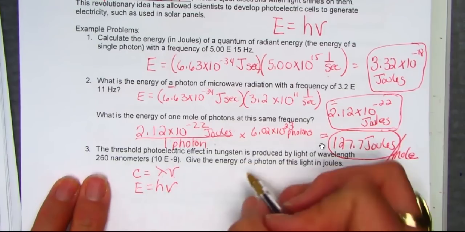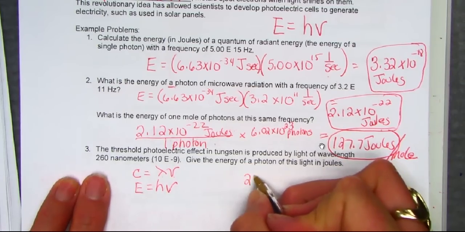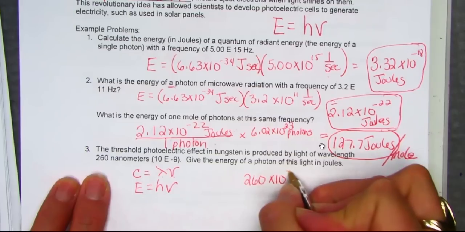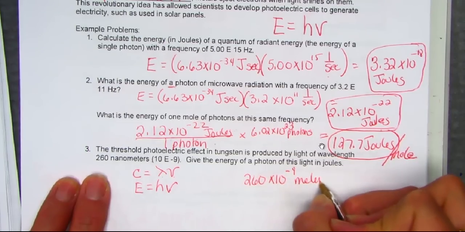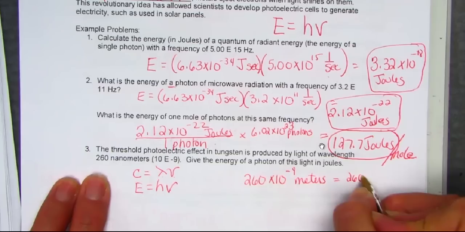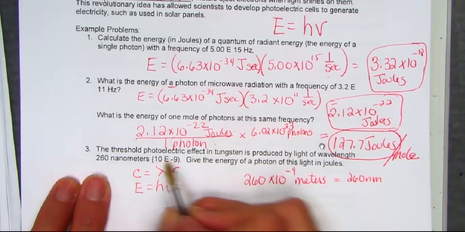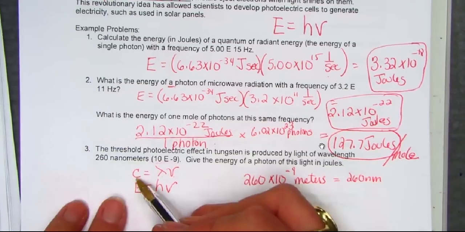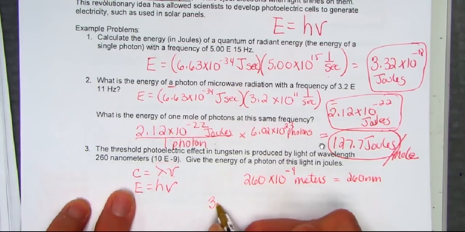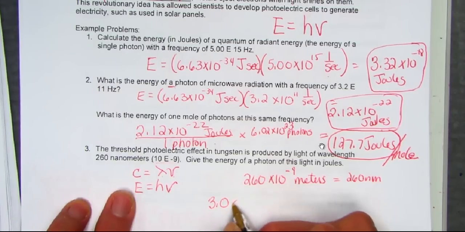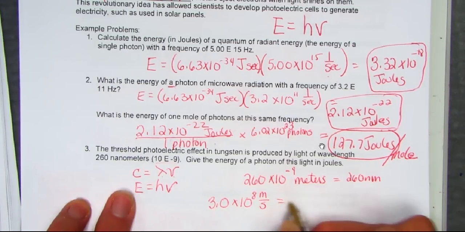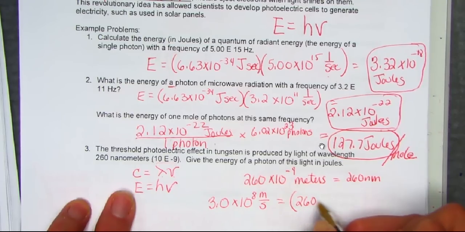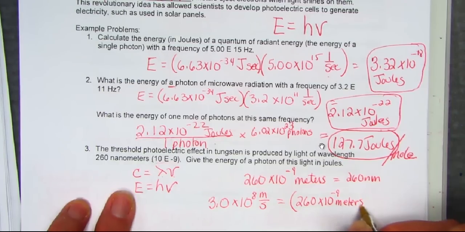Another thing I noticed, 260 nanometers. That's like writing 260 times 10 to the negative 9th meters. Alrighty, so that's what this is referring to. And I have to be sure I place in meters into my speed of light constant, because the speed of light indeed is measured in meters per second. 3.0 times 10 to the 8th meters per second. I'm just going to write 260 times 10 to the negative 9th meters for my wavelength.